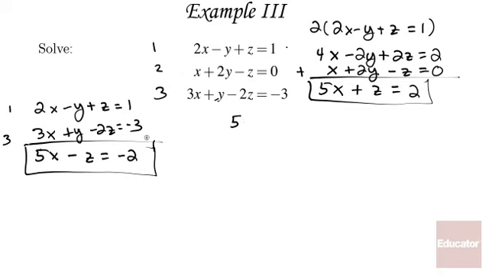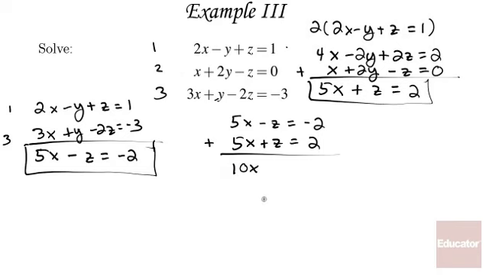So put these together. 5x minus z equals negative 2, so I can see what's going on with them. 5x plus z equals 2. Well, I can see that if I add these, z will drop out. And I'm just back to my usual 2 equations with 2 variables, usual techniques. 5x and 5x is 10x. Z's drop out. Negative 2 and 2 is 0. Divide both sides by 10 gives me x equals 0. So I have my first value, which makes things much easier.